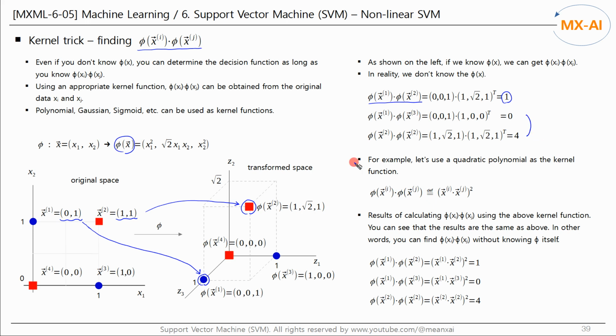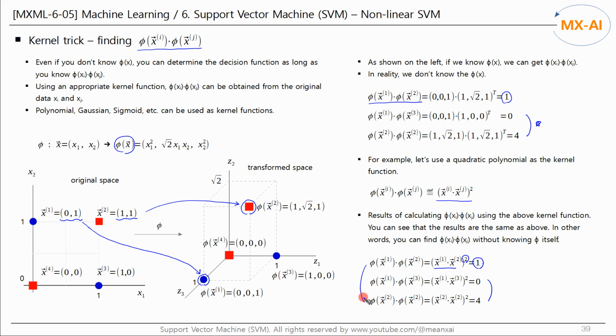This time, let's calculate the dot product of phi xi and phi xj without knowing phi itself. Instead, let's define a kernel function like this. This is a quadratic polynomial function. If you calculate the square of the dot product of the first and second data points, you get 1. The rest of the data points are calculated in the same way. The results are the same as above. Therefore, you can see that even if you do not know the function phi, you can calculate the dot product of phi xi and phi xj by using an appropriate kernel function.